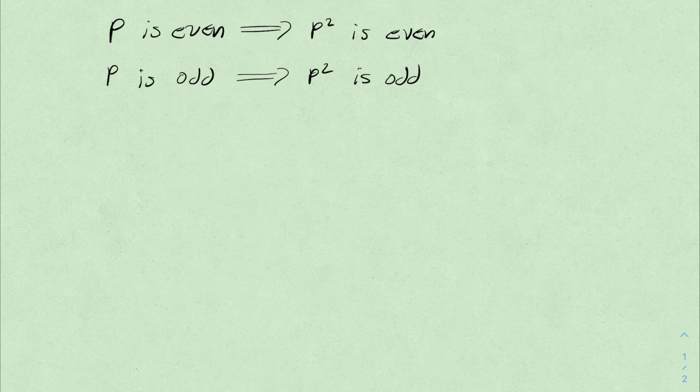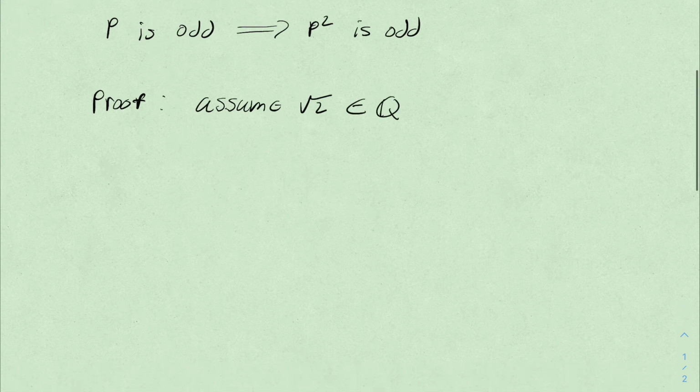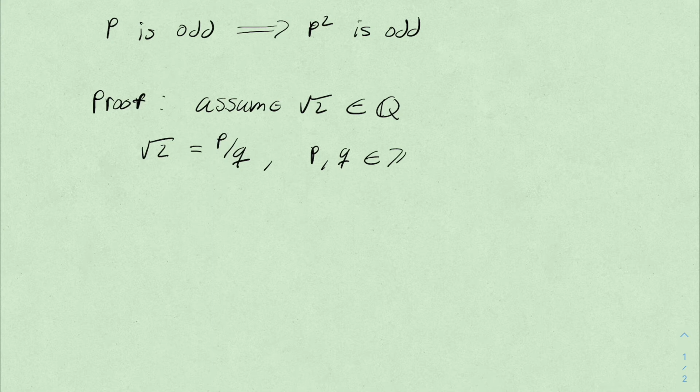So this particular proof is going to be a proof by contradiction. So what that means is we're going to start by assuming the opposite of our ultimate goal. So we're going to assume that the square root of 2 is rational. So we're going to assume that the square root of 2 is an element of the rational numbers. And what this means is that the square root of 2 can be written as p over q, where both p and q are integers.